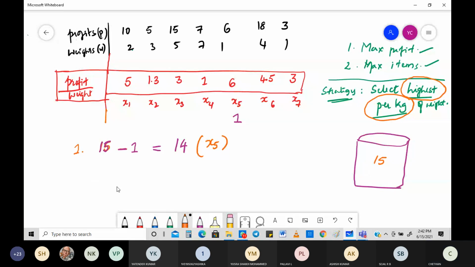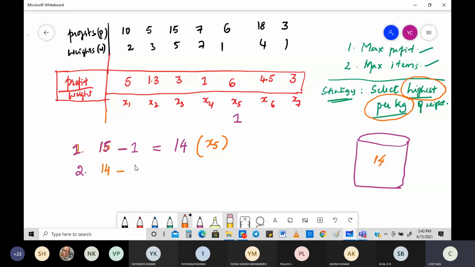Next, what is my next thing? Okay, next thing is I need to figure out my next weight. What is my next weight? After 6, which is having the highest weight, the highest weight is 5. So what is the maximum weight? 2. Can you fill 2 here? Of course I can fill, because still, what is the weight that you have? The weight that you have is 14. See, I put only 1, so 14 is still remaining. Can I put this 2? Yes.